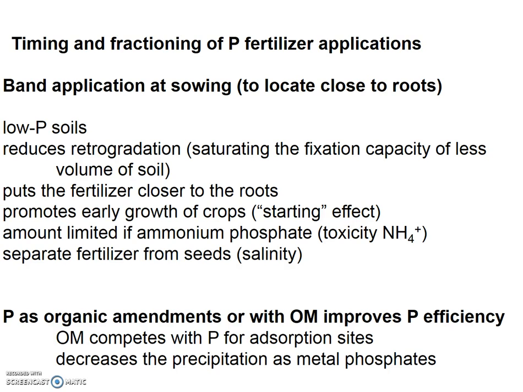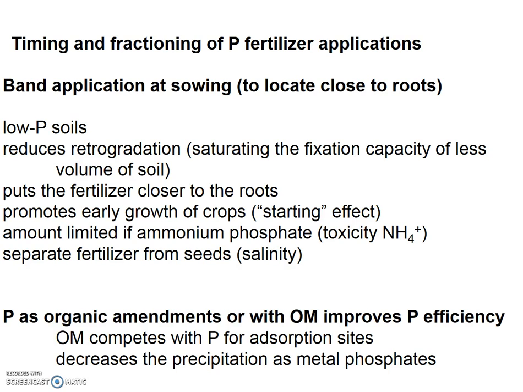The application localized in bands to locate phosphorus close to the roots may be performed in soils poor in phosphorus. This band application reduces retrogradation as it saturates the fixation capacity of a lower volume of soil, so applying a banded localized application is better than mixing the phosphorus with all the soil. It puts the fertilizer closer to the roots so we can increase uptake, and usually promotes early growth of crops. It has a so-called starting effect.